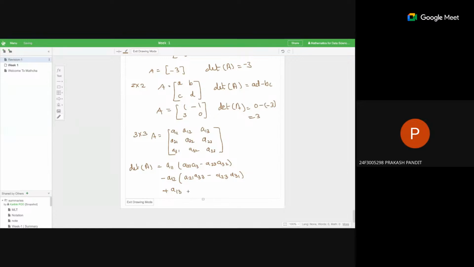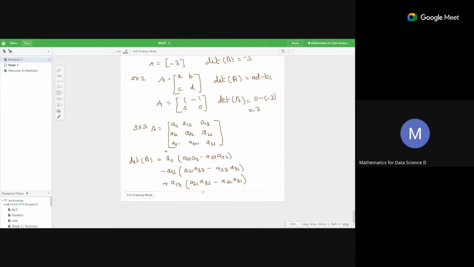Plus A21 into A32, minus A22 into A31. Okay, so this is the determinant of A.